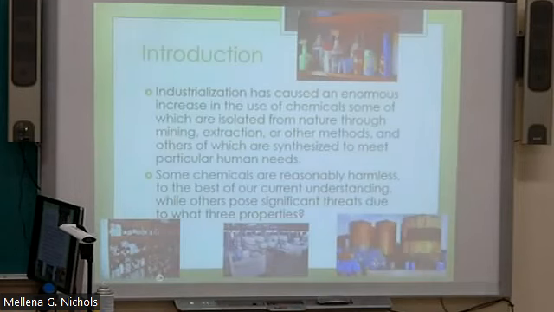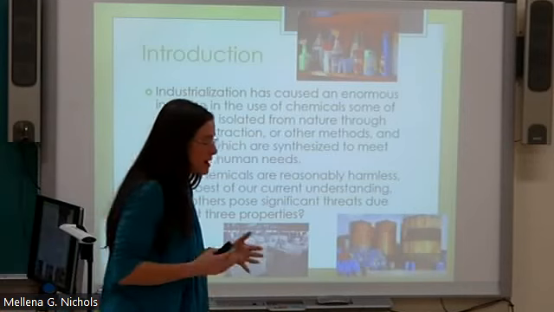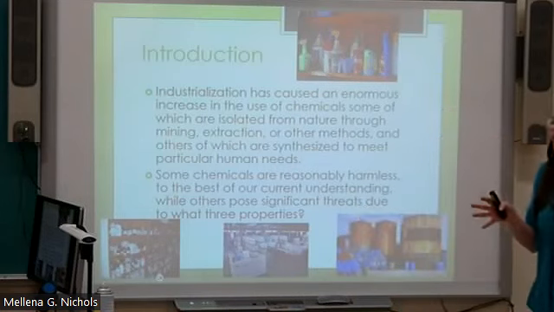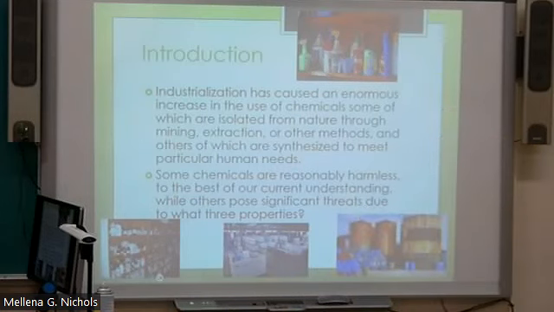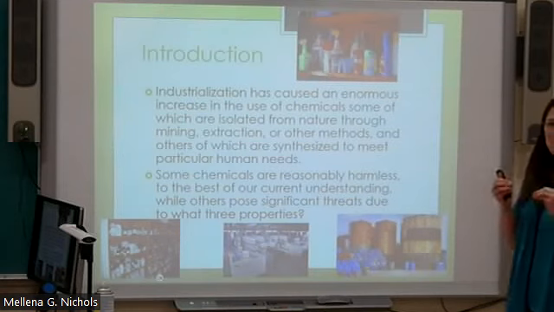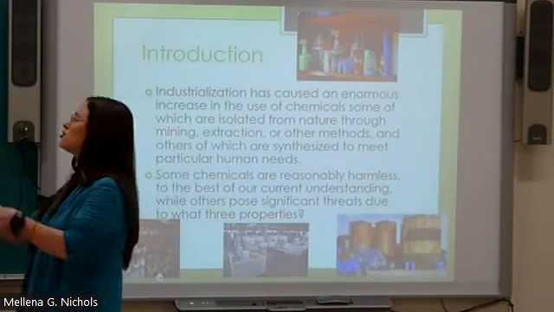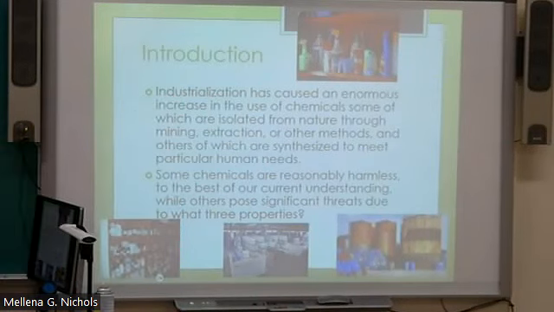Industrialization has caused an enormous increase in the use of chemicals, some of which are isolated from nature through mining, extraction, or other methods, and others of which are synthesized to meet particular human needs. So when you went through your science class in high school and they talked about the periodic table, that's the stuff that comes from nature, right? And then there are so many other things, most of which are made from some combination of that stuff, but they have created so many chemicals since the dawn of time.